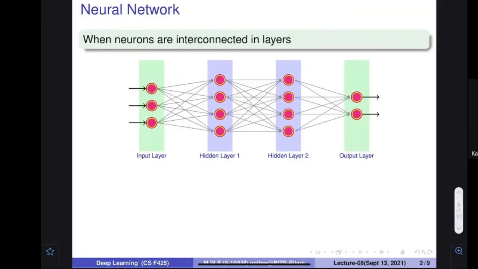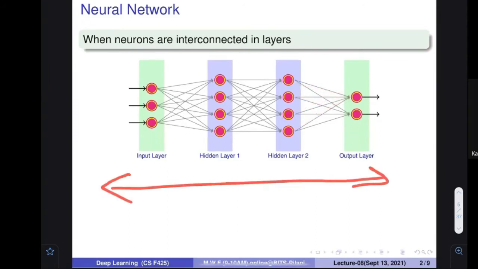Then we can keep on adding layers as we require, and at the end we are going to have an output layer. In the output layer we again have the same kind of neurons. It depends upon our requirement how many neurons we put in this layer, and it is again going to be fully connected. So you see this kind of architecture. This architecture is called the basic fully connected neural network.